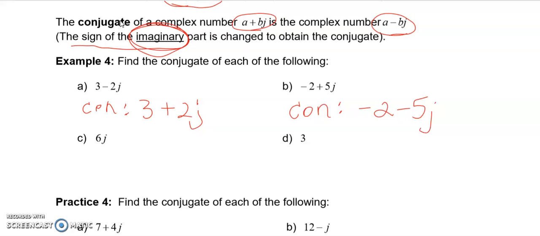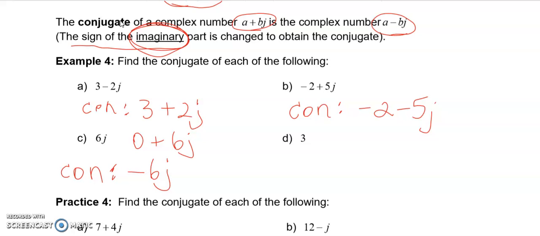Part C, all we have is an imaginary part, 6j. But remember, it's the sign of the imaginary part that actually changes, not the sign of the real part. In fact, you can think of 6j, if you like, as 0 plus 6j. Its conjugate would be 0 minus 6j, which in fact is just negative 6j. So again, the sign of the imaginary part changed.